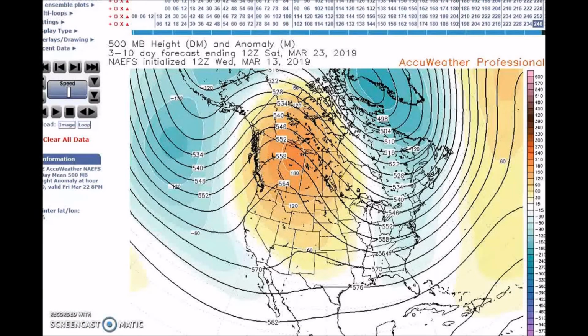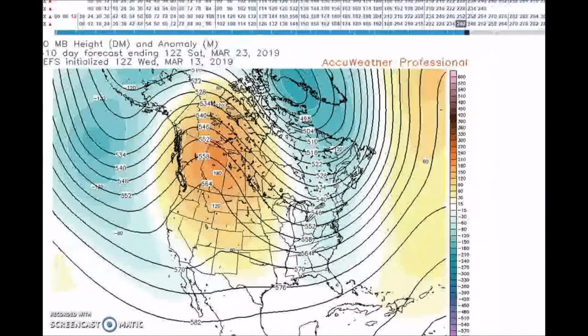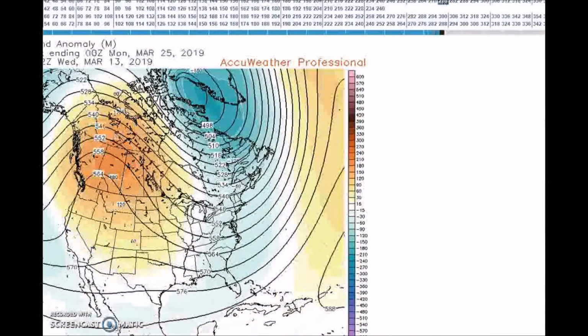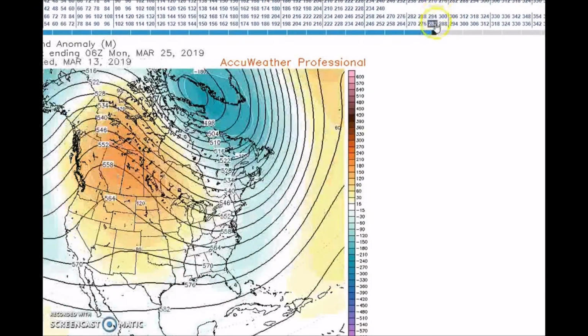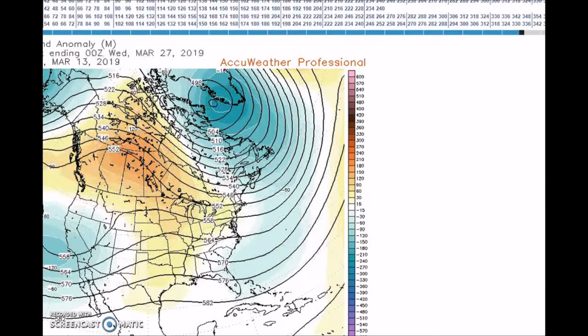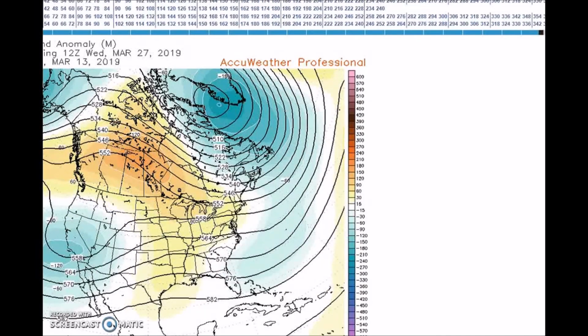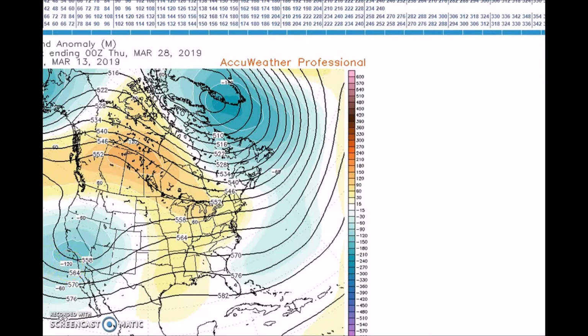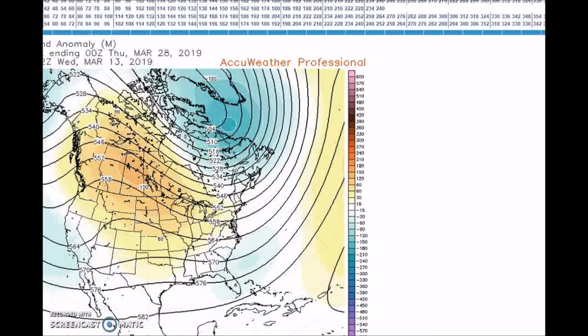Then as we go into the later part of March, 24th to 28th, it starts out amplified as we look at the models, keeping it amplified. But then as we go through the period, the pattern flattens. We'll have this trough pushing into the west, pushing this ridge further eastward. We'll have above normal heights across much of the nation.